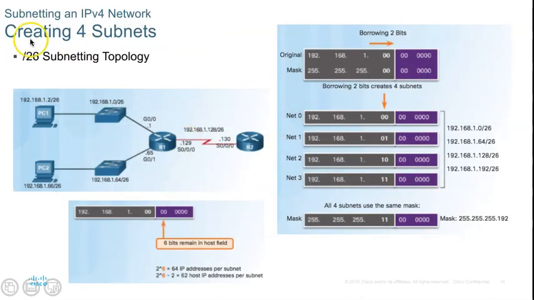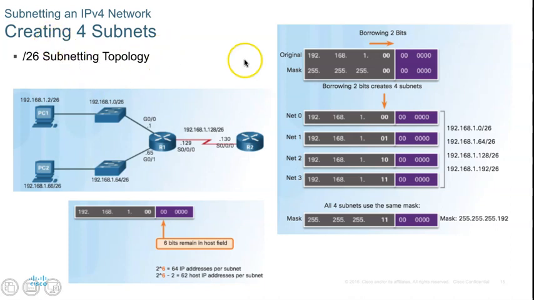All right, so you can see here now we're asked to create 4 subnets. Well, the first question when you're asked to create 4 subnets is how many bits I need to borrow to get me 4 subnets. How many bits do you need to borrow from the host portion to get 4? Well, it's 2. 2 to the power of 2 is 4. 2 times 2 is 4.